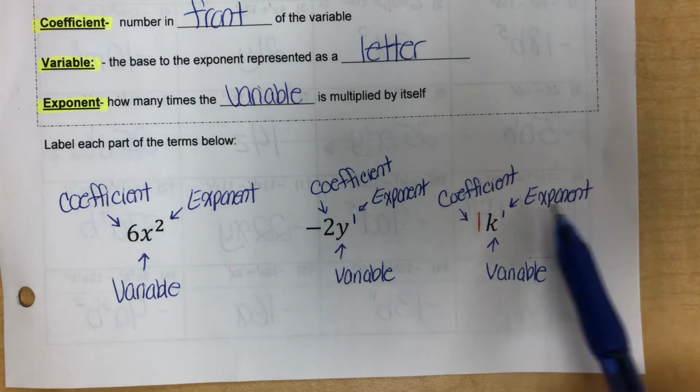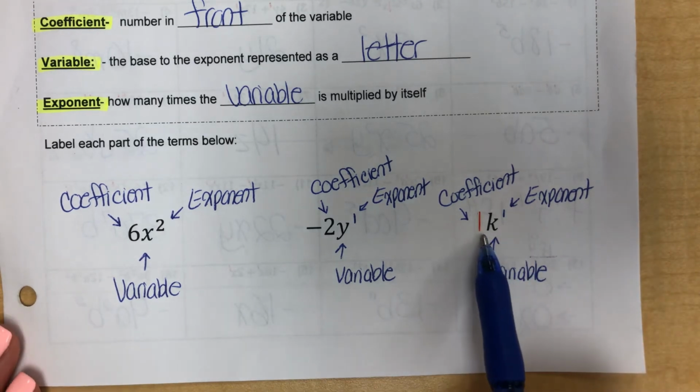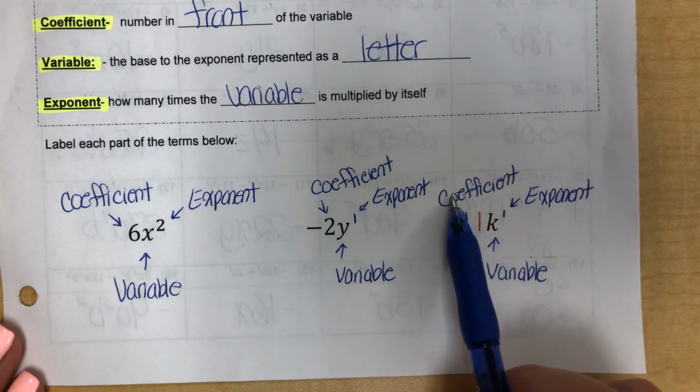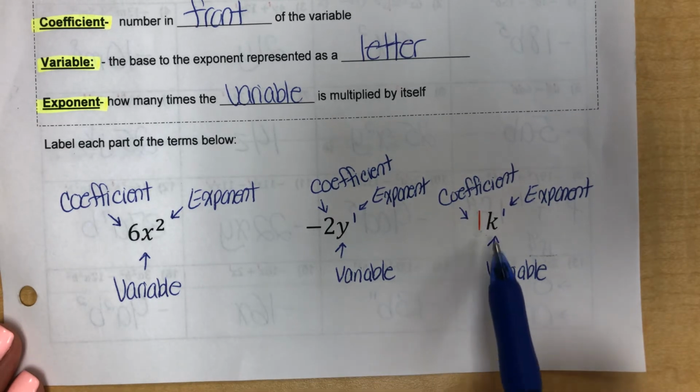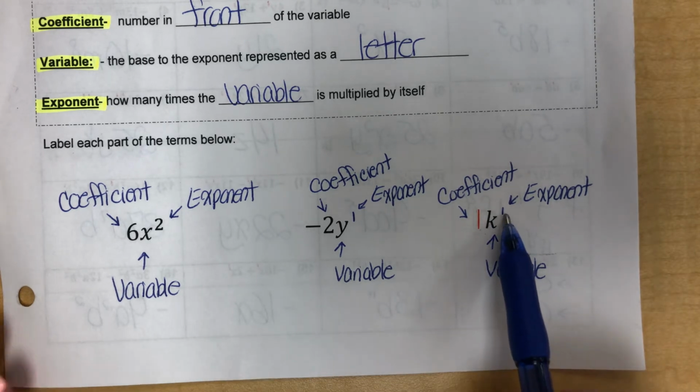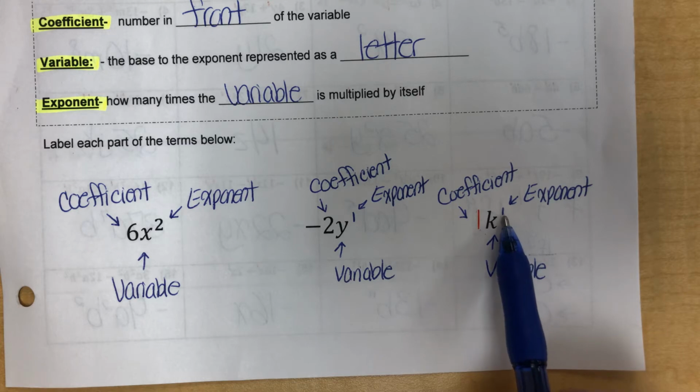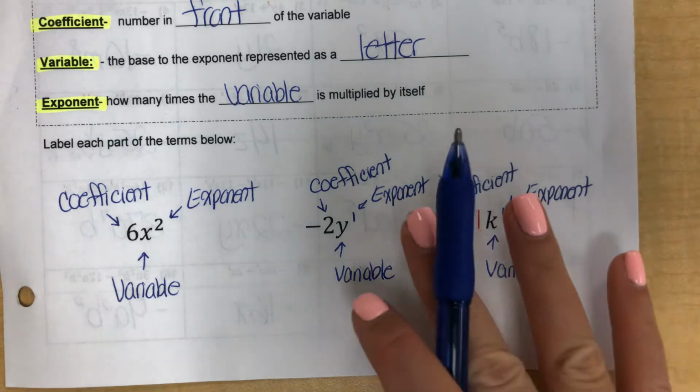And then last but not least, again, it looks like there's no number in front of the coefficient, but there is. It's that invisible 1. So my coefficient was 1. The variable was k. And again, it looks like there was no exponent, but there is. It's invisible. It's that number 1 again. So the exponent was also 1. Okay, moving on, flipping to the next page.